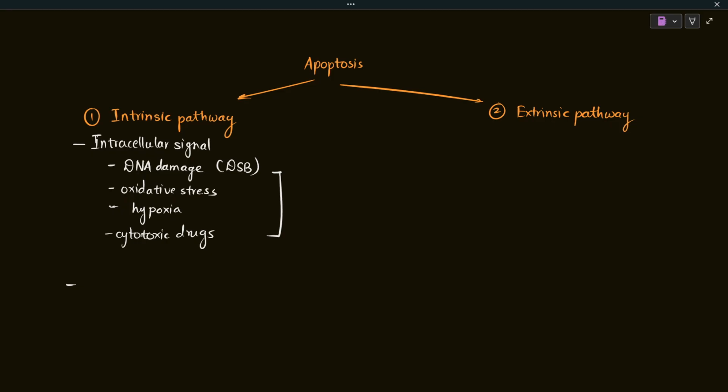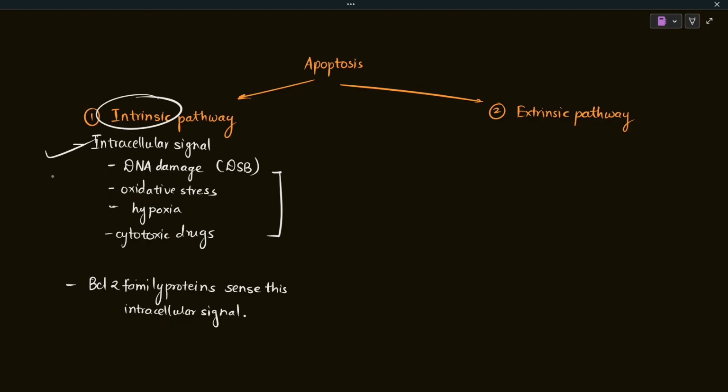So at such condition, this is sensed by the proteins of BCL2 family. So BCL2 family proteins sense this intracellular signal. Okay, and then the intrinsic pathway starts. Okay, so intrinsic pathway is always elicited after the intracellular signal, while the extrinsic pathway is due to the extracellular signals.